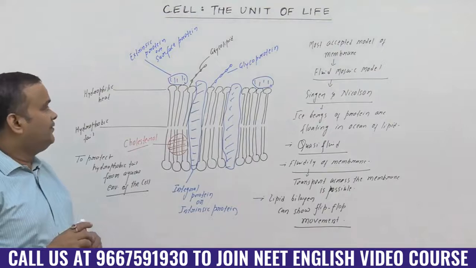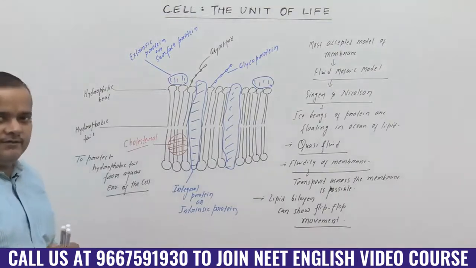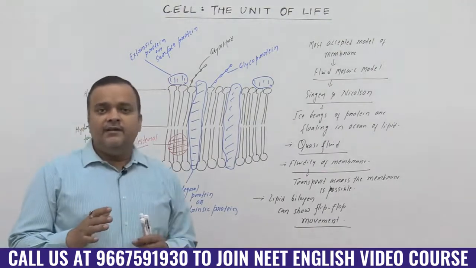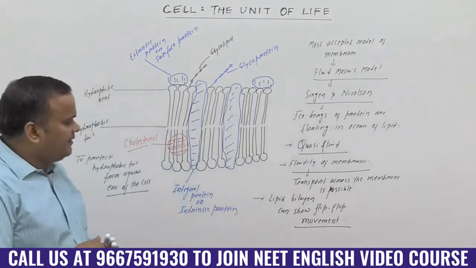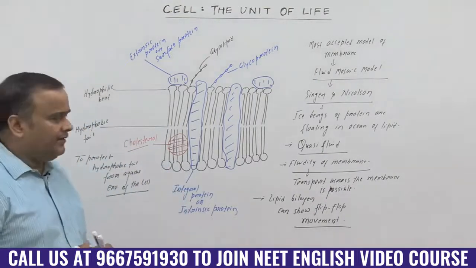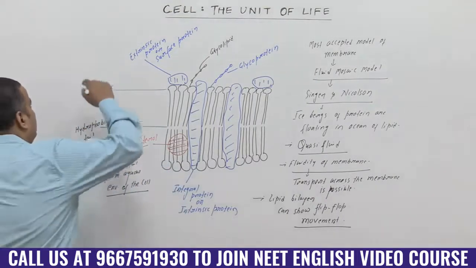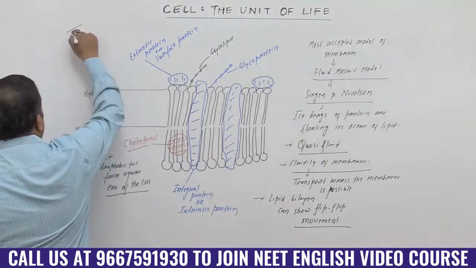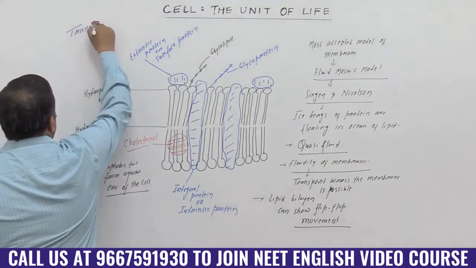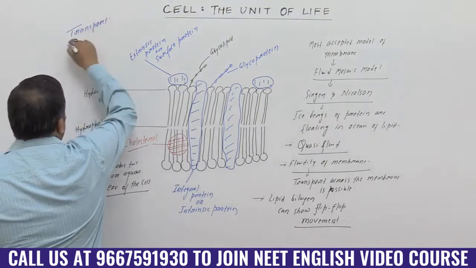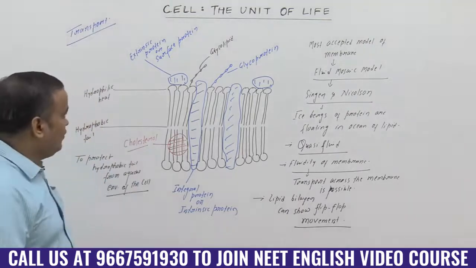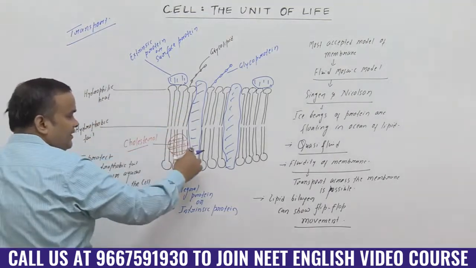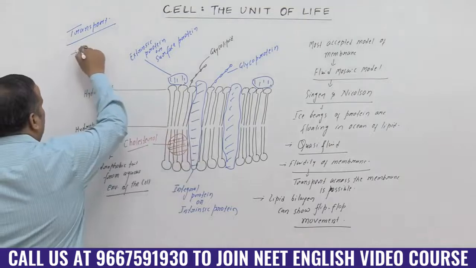Now we will discuss the function of the membrane. What is the function? As I have already discussed, it is the limiting layer of the animal cell. Now apart from this, the membrane performs various functions, and the most important function of the membrane is transport. Transport is the most important function. So diffusion across this membrane is known as osmosis.